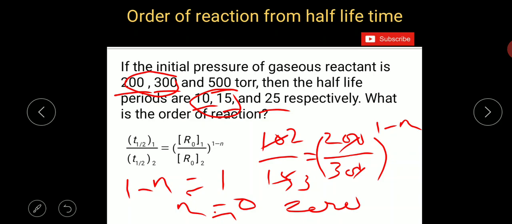So this is how we can find out the order of reaction using half-life times of the reaction.